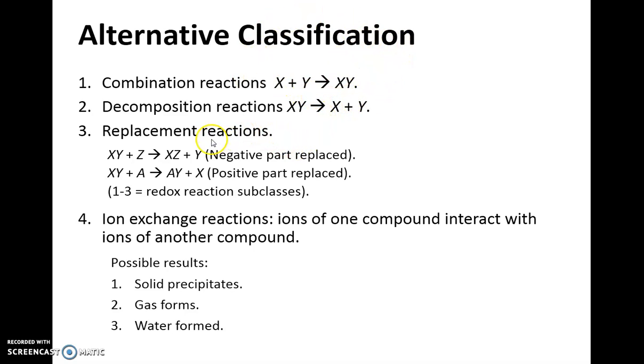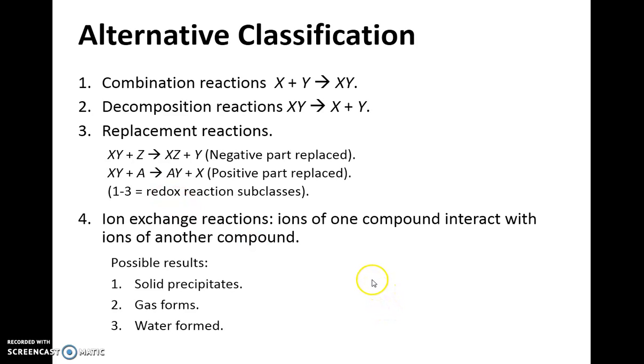We have replacement reactions where we have two elements in an ionic bond, another element, and then the negative ions actually switch places. Or we can have the same thing here, only the positive ions switch places. Okay, so there are things that happen with ion exchange reactions. We have ions of one compound interact with the ions of another compound. So an ion exchange is kind of like a replacement, but it's a little different. And we'll talk about that more in just a moment.